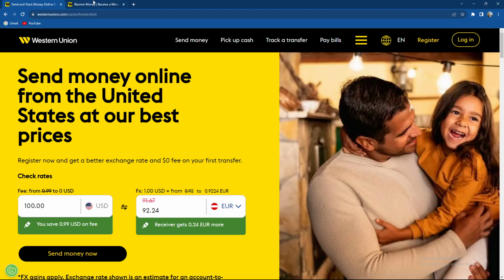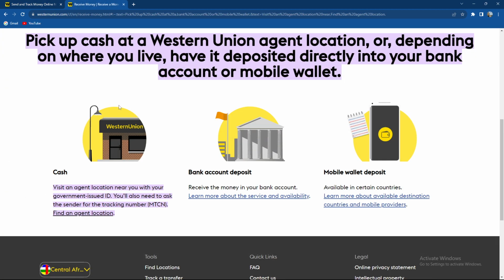So there are three ways of withdrawing money from Western Union. You can either use the agent location, or depending on where you live, have it deposited directly into your bank or mobile wallet. So the first option, of course, is the most common, which is a cash transfer.